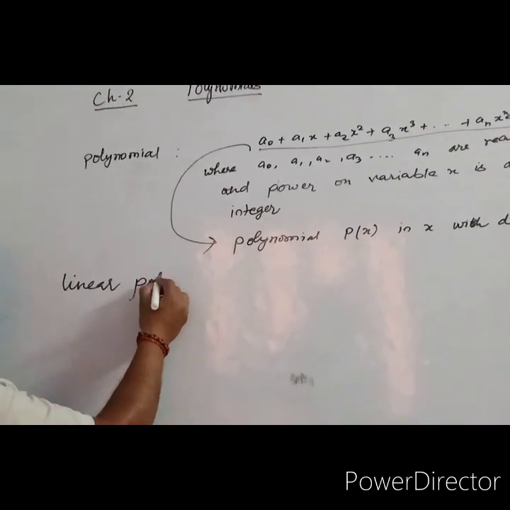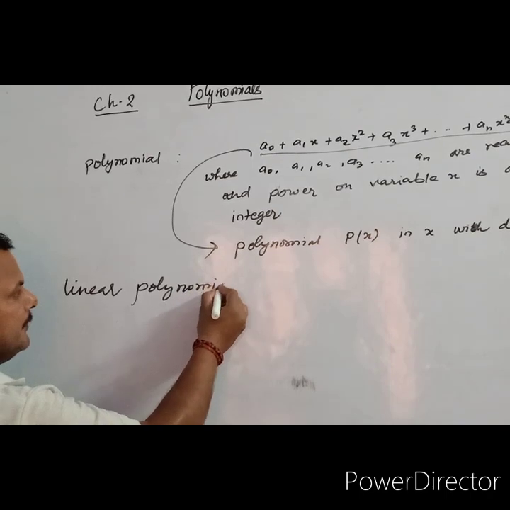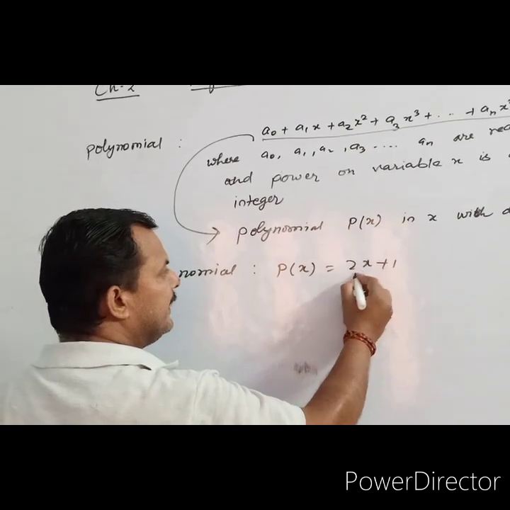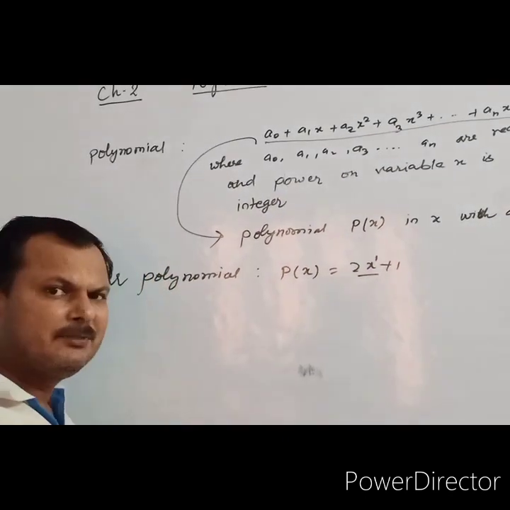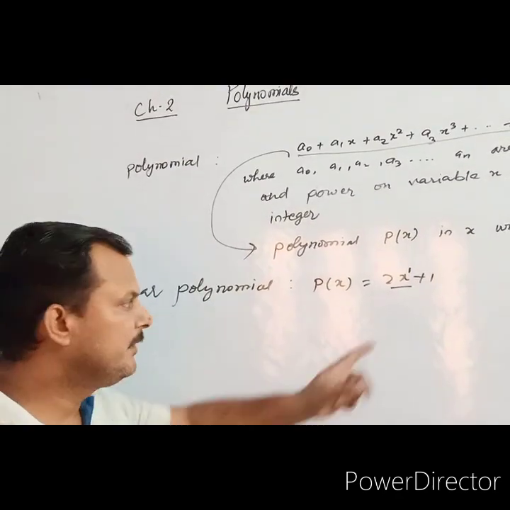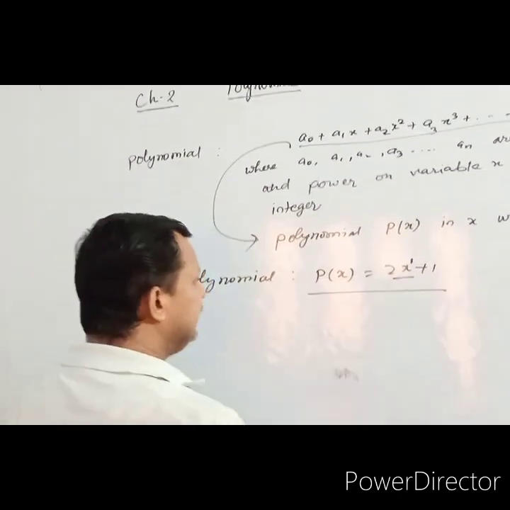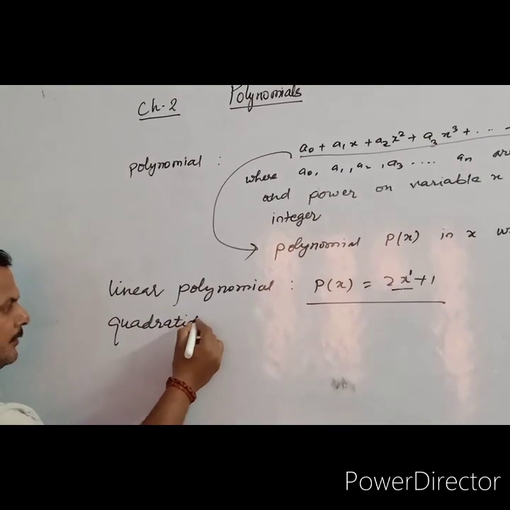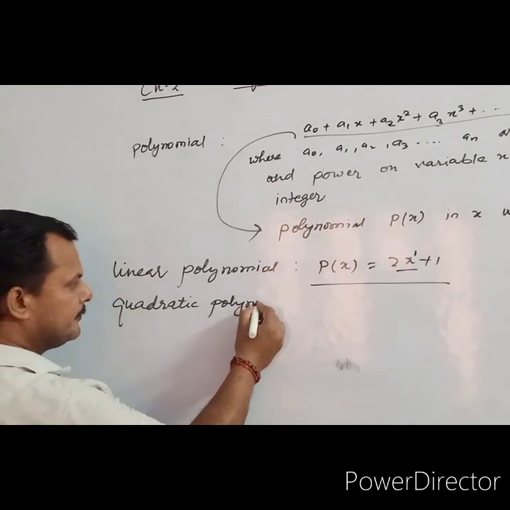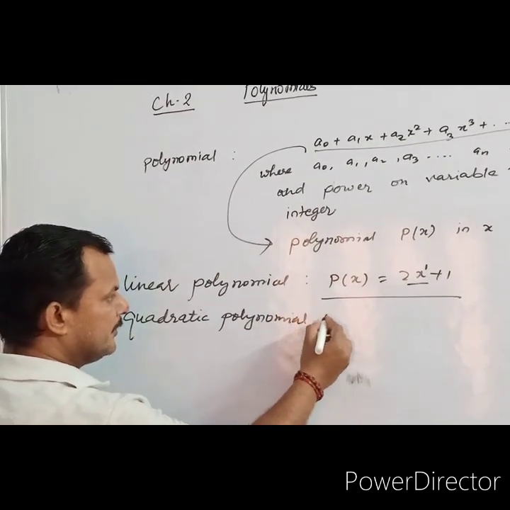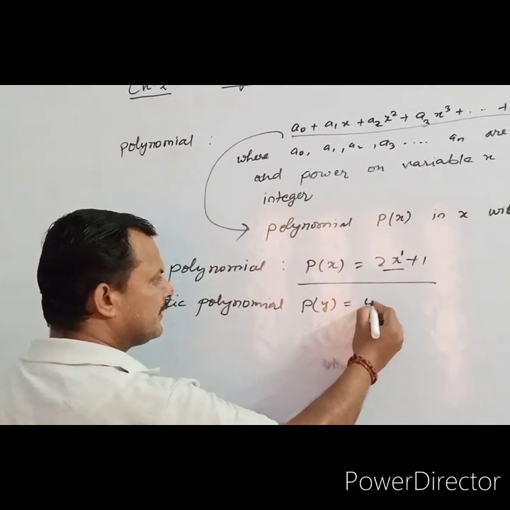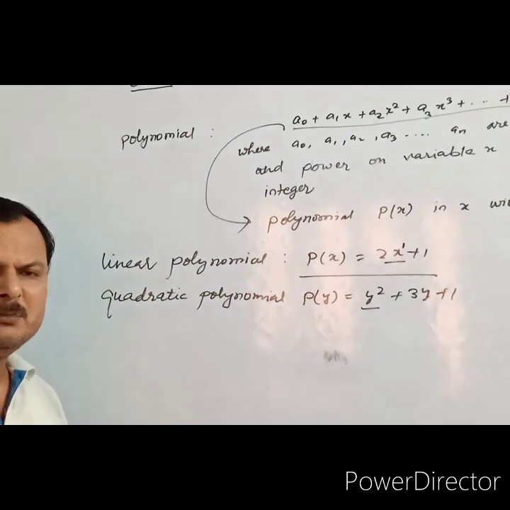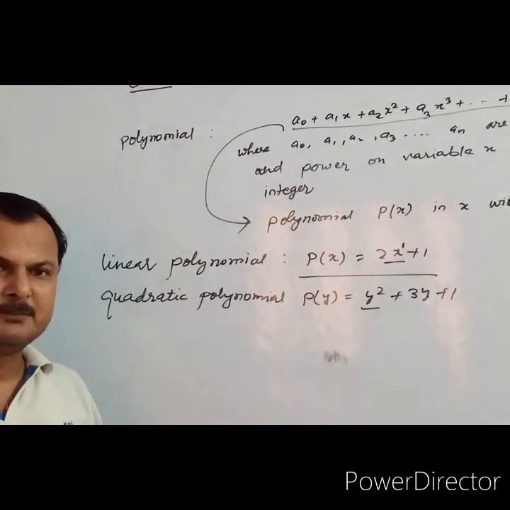Linear polynomial: if p(x) is equal to 2x plus 1, here the degree of x is 1. If the highest degree of the given polynomial is 1, this is said to be a linear polynomial. Then quadratic polynomial. In terms of y, we can write y square plus 3y plus 1. If the highest degree of the given polynomial is 2, it is said to be a quadratic polynomial.